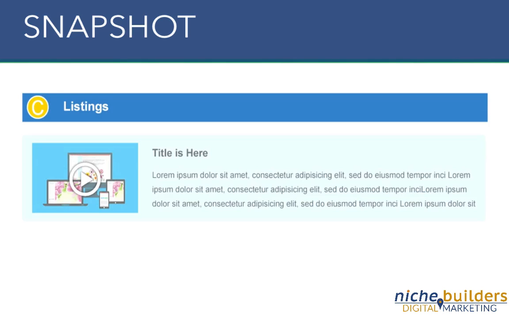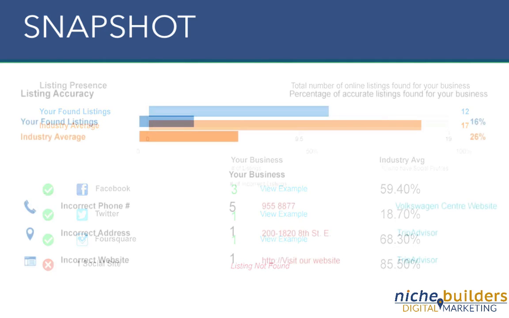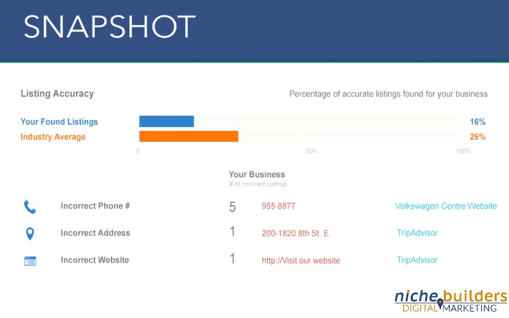The first piece of Snapshot is around where the business is present. So we go out and we have a look across all of the sources that we have a relationship with. We call these primary listing sources, and we say you are found on this number, and your industry is found on whatever it might be. We always compare to the industry average, and we always use that to our advantage. We say, you got to catch up because everybody else in the plumbing business is beating you. They have more listing sites than you do, and we can help. We can help get you listed on more places. Perfect. That's fantastic.